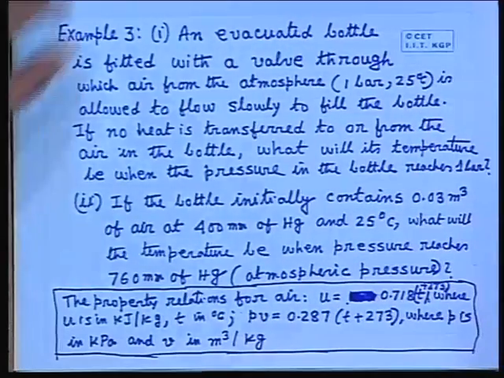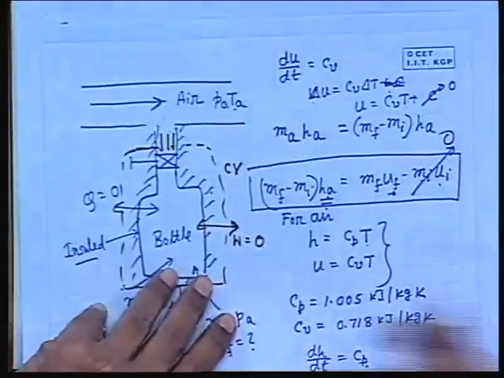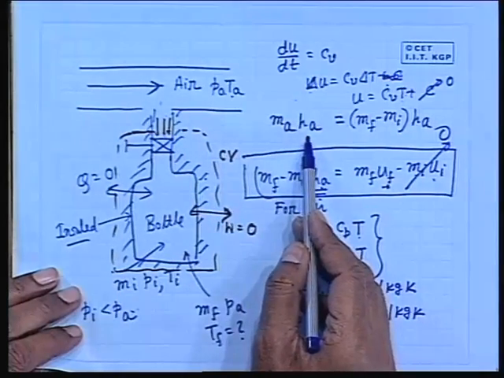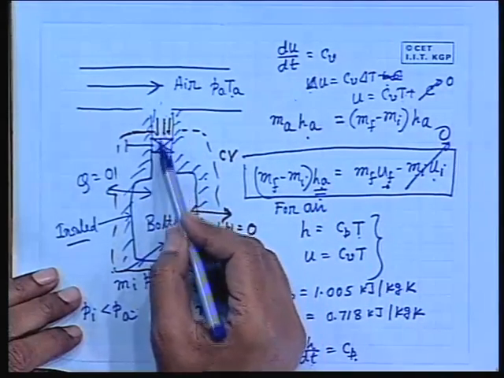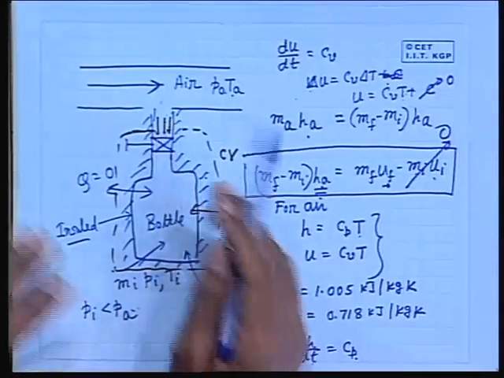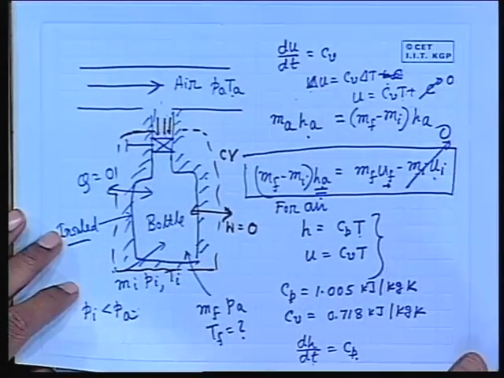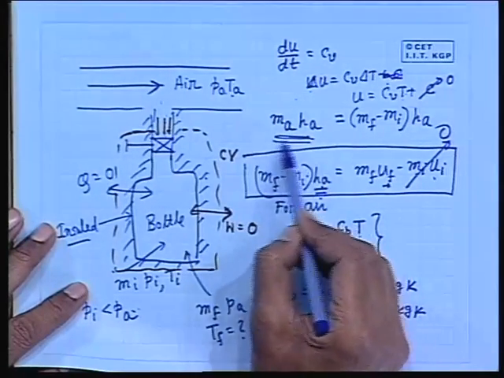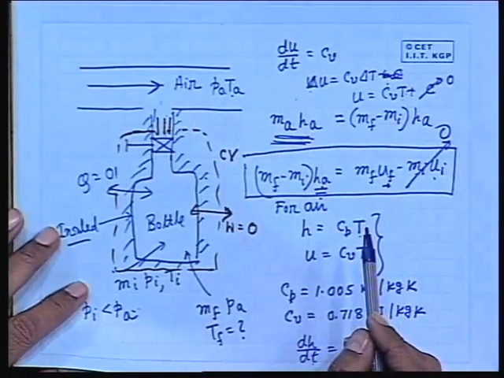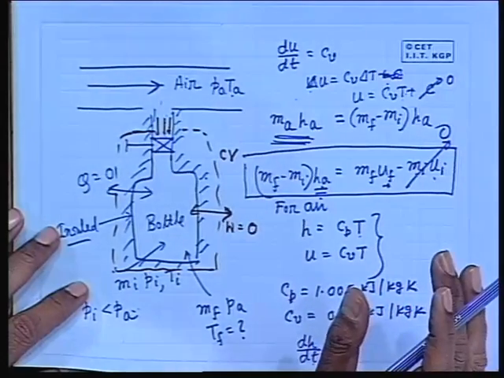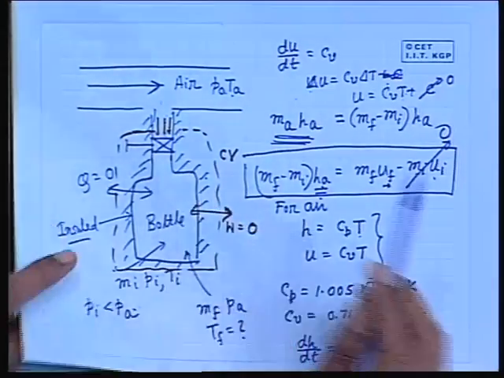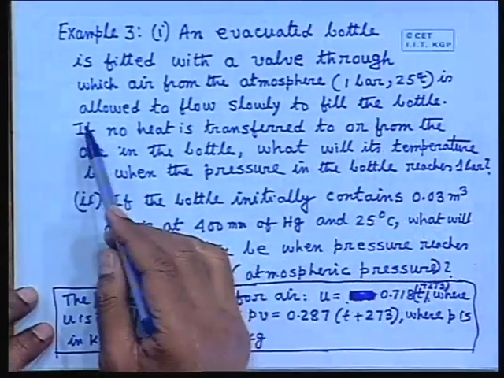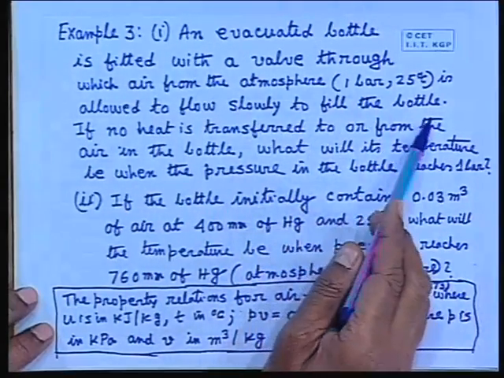Now here a question comes: sir, why have you neglected the kinetic energy associated with this? Because it flows slowly. Here I have used slowly filling up, that means the velocity is neglected. Velocity is so small that the kinetic energy part is much smaller compared to the enthalpy part, so I am only using the enthalpy part as the total energy. Kinetic energy is neglected.